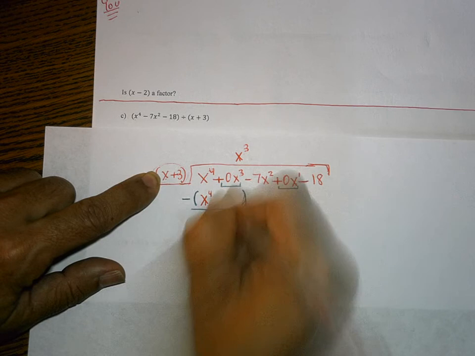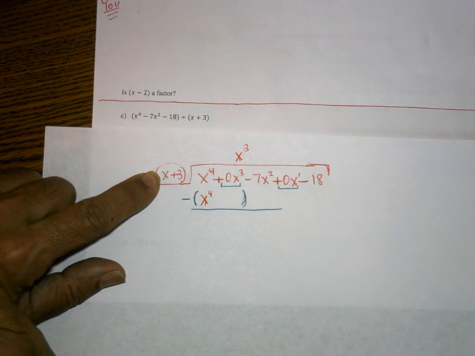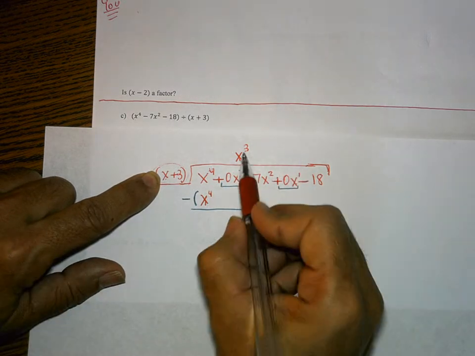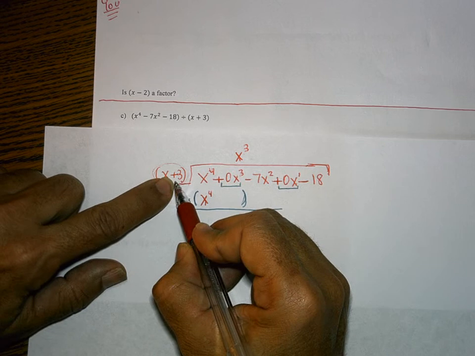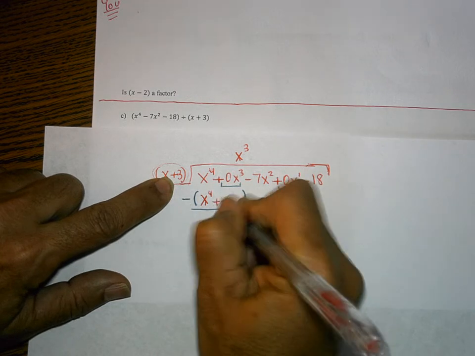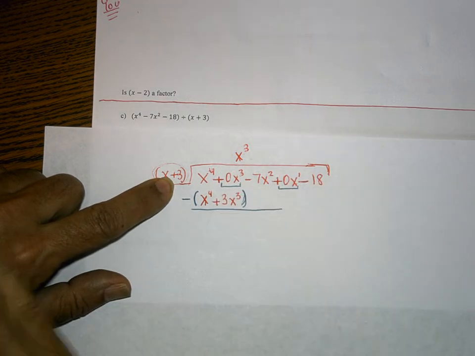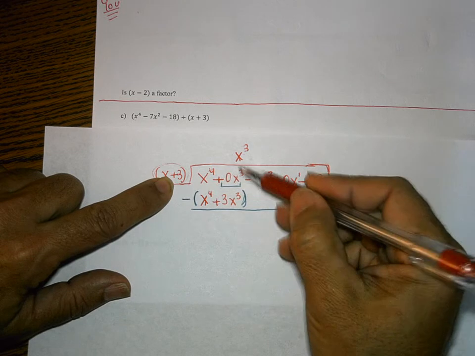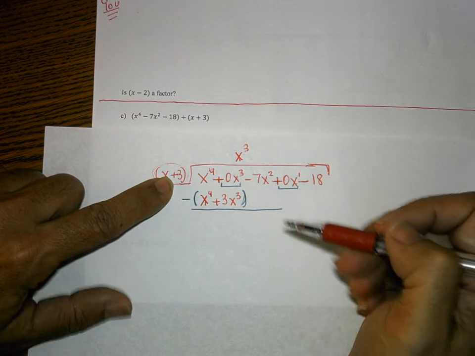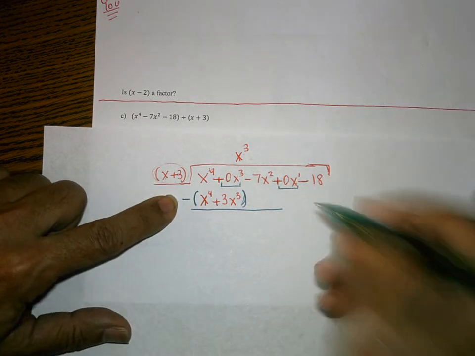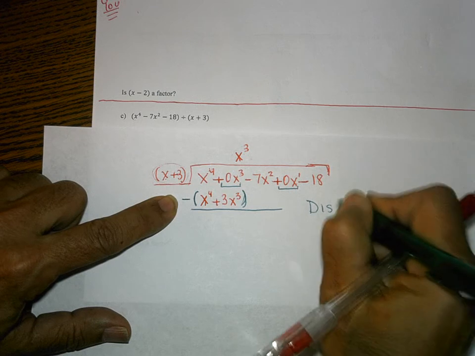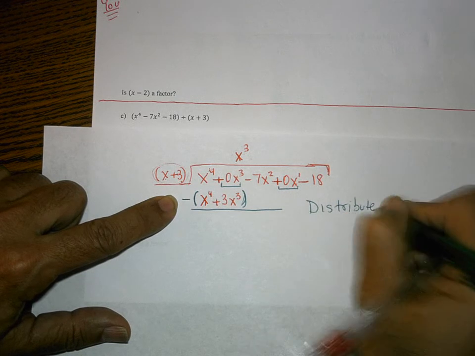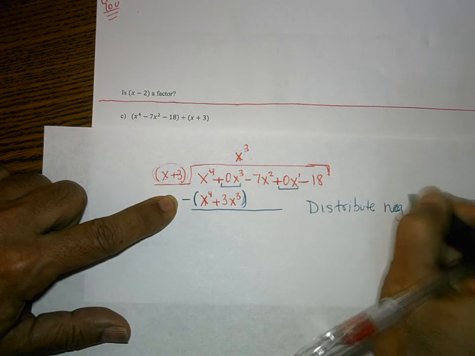There we go. But then I have to finish it. I can't just multiply 1. X cubed times a positive 3 is positive 3x cubed. There we go. See? It fits perfectly with each other. All right, let's distribute our negative. I'm going to write it down one more time. Always distribute the negative. If you don't distribute the negative, you're going to have problems.